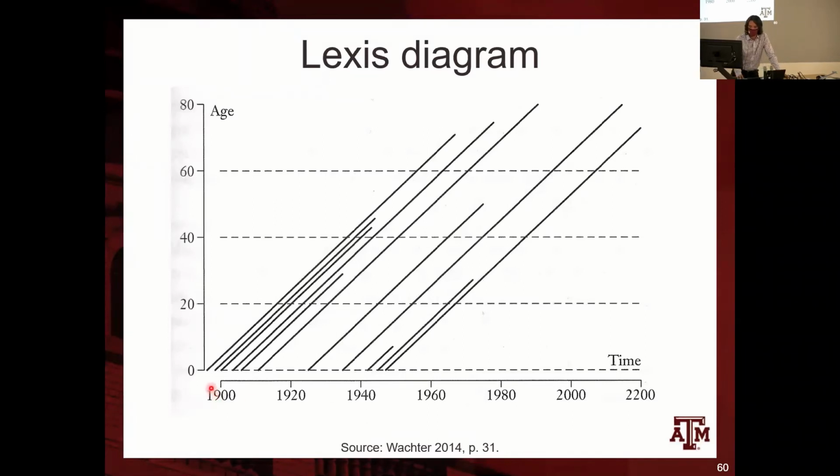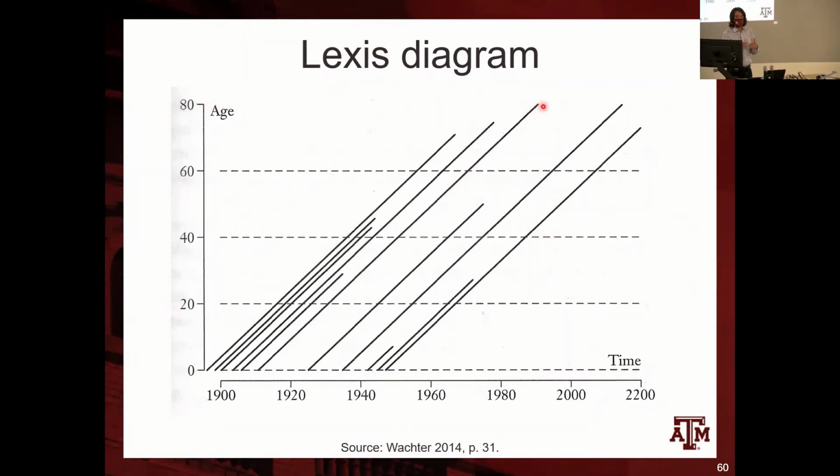You have the horizontal axis here for time, the vertical axis for age. This person here was born around 1910, and then this person got older 1 year for each calendar year, and this person died around 1990 at around the age of 80, right?